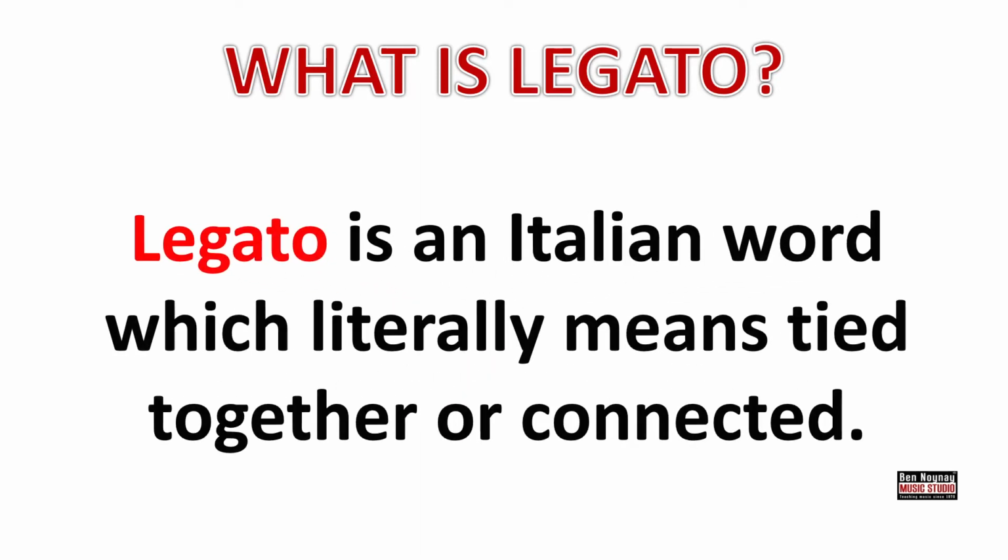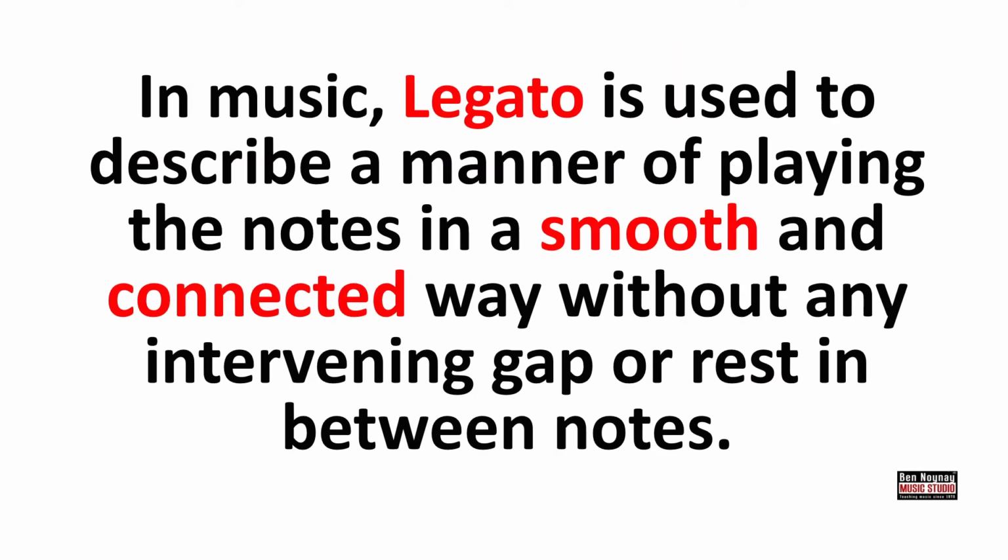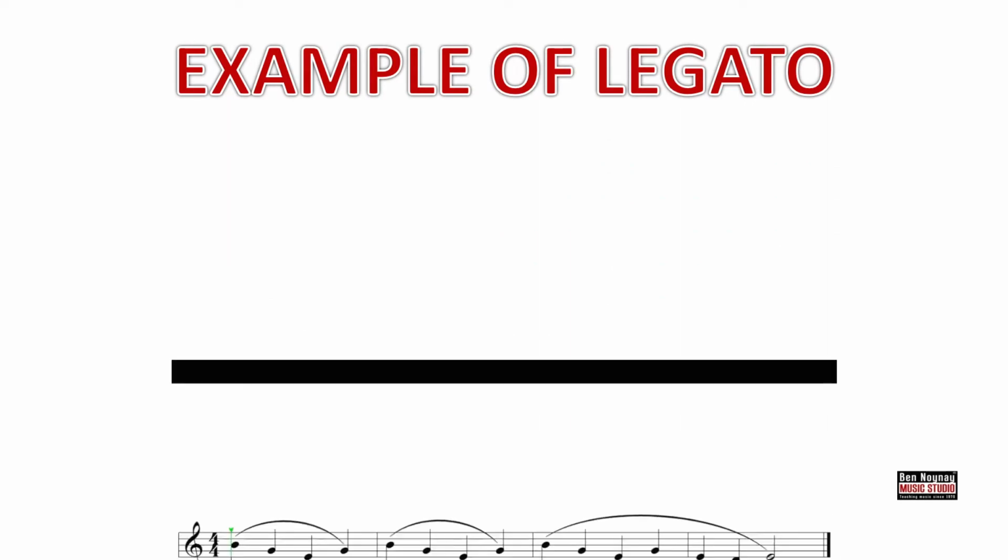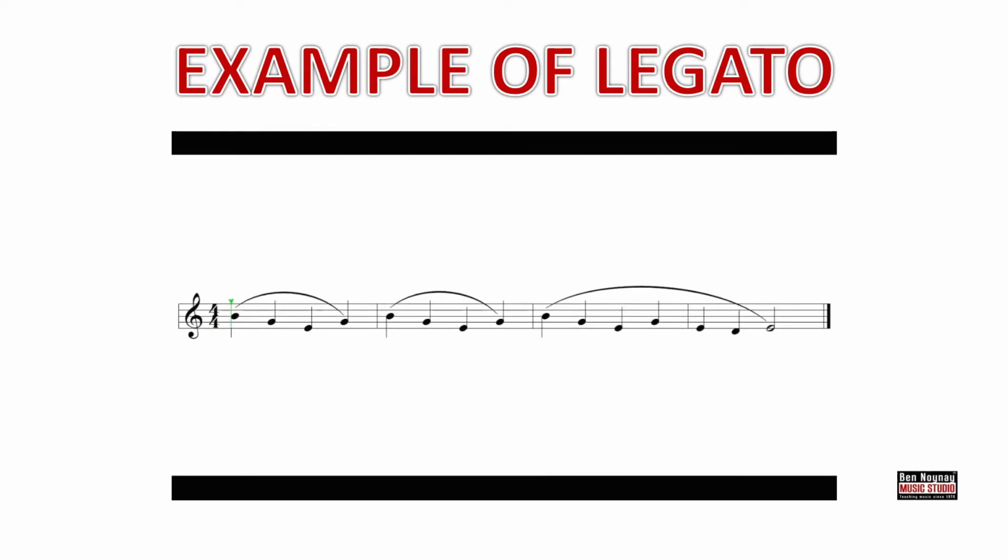Legato is actually an Italian word which means tied together or connected. In music, legato is used to describe a manner of playing the notes in a smooth and connected way without any intervening gap or rest in between notes. This symbol of music is indicated by a curved line called a slur. Legato tells the musician to play the notes smoothly to make them sound connected to each other.